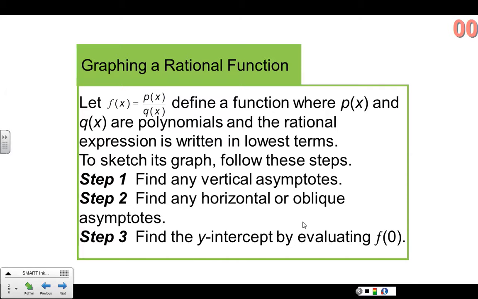Let that define a function where p of x and q of x are polynomials and the rational expression is written in lowest terms. That means everything has been factored and canceled, or anything can be reduced. To sketch its graph, follow these steps.